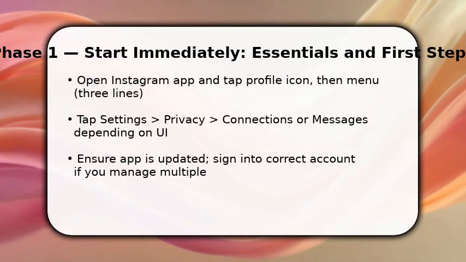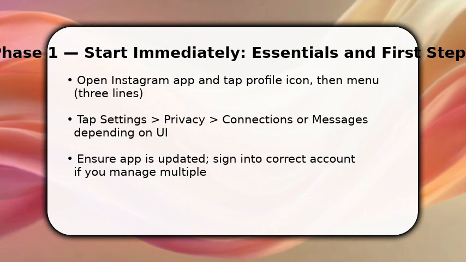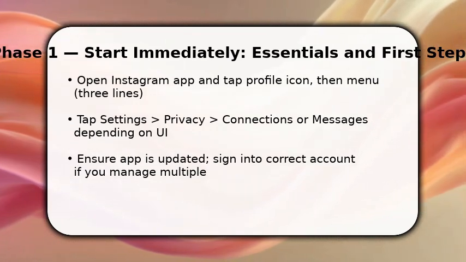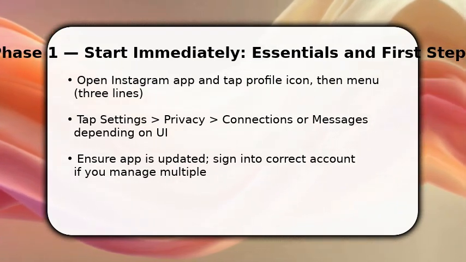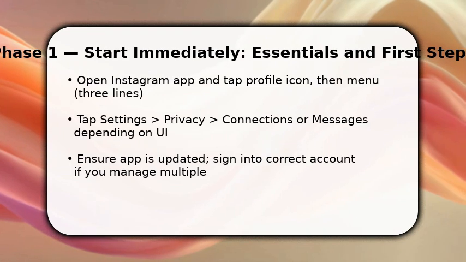You start by opening Instagram and going straight to your profile. Tap the three-line menu and choose Settings. Once there, select Privacy and then Connections or Messages because Instagram moves these options between releases.